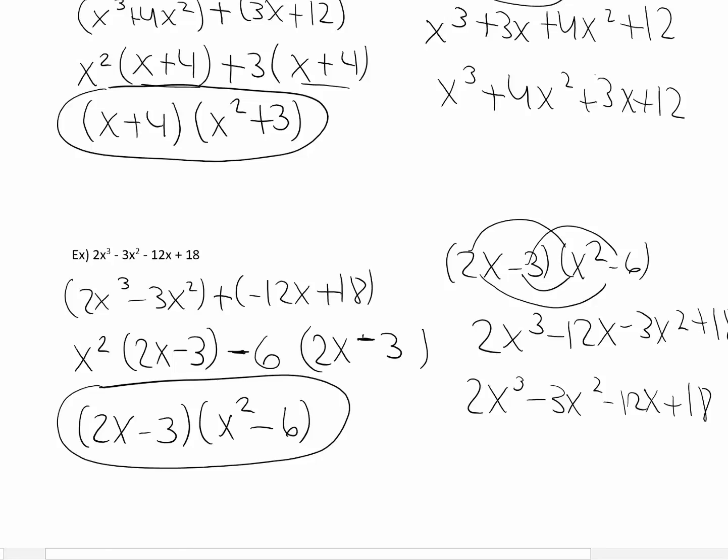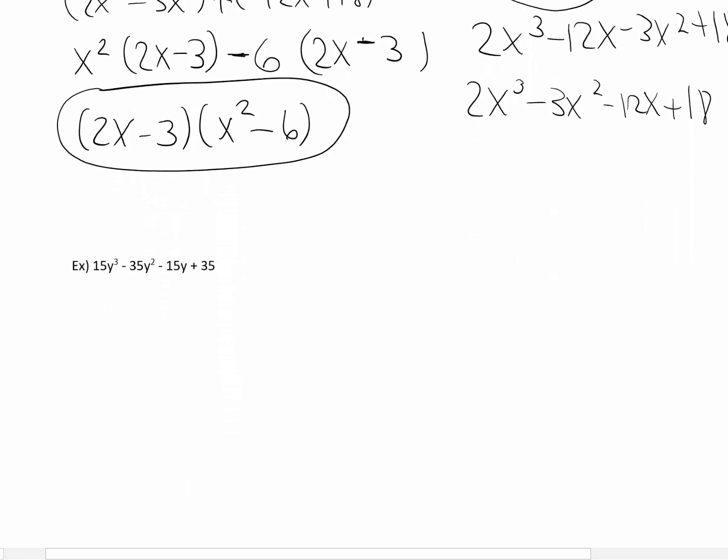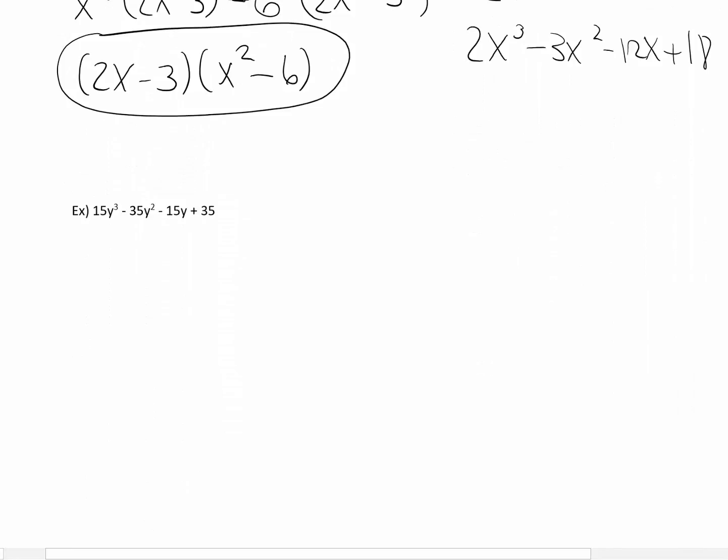Okay, one other example I want to take a look at. So again, first question, is there a greatest common factor I can take out of all the terms other than 1? In this case, there is. There is a common factor of 5. And remember, you want to do this first to make your numbers smaller to work with.